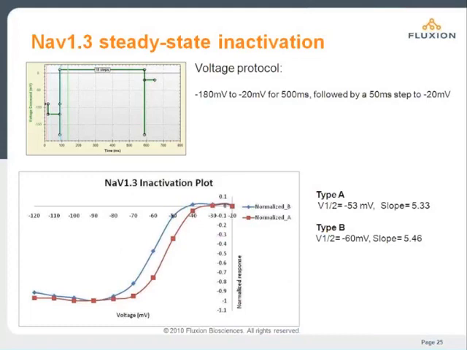In this experiment, cells are held at -90 and then stepped for half a second to varied values from -180 to -20, followed by an activating step to 20 millivolts.